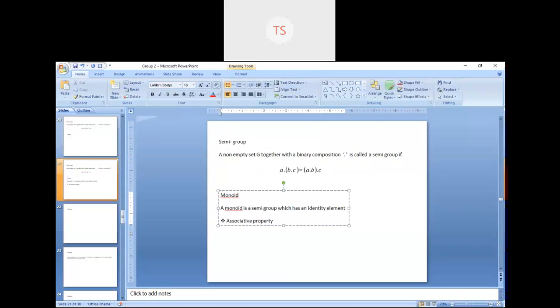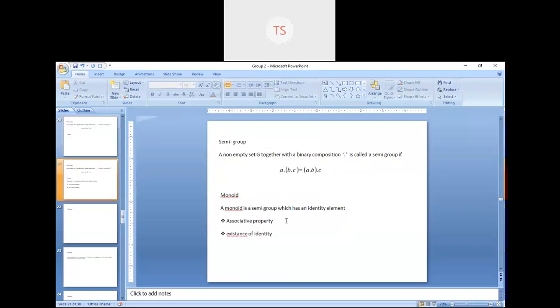First one is the associative property, and next, the existence of identity. That means if a semi-group has an identity element, then we call that semi-group a monoid. So always remember, for a semi-group there is only one condition, the associative property, and for a monoid there are two conditions: the associative property with the existence of an identity.